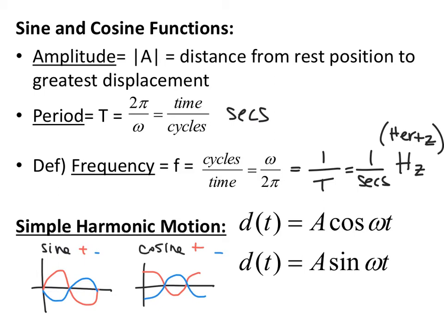For instance, a bob has been pulled down and then released. If it starts at the top of its travels, then it would be a positive cosine graph. If it starts at the bottom, so for instance the bob pulled down and released, that would be a negative cosine graph because we need it to be reflected across the x-axis.